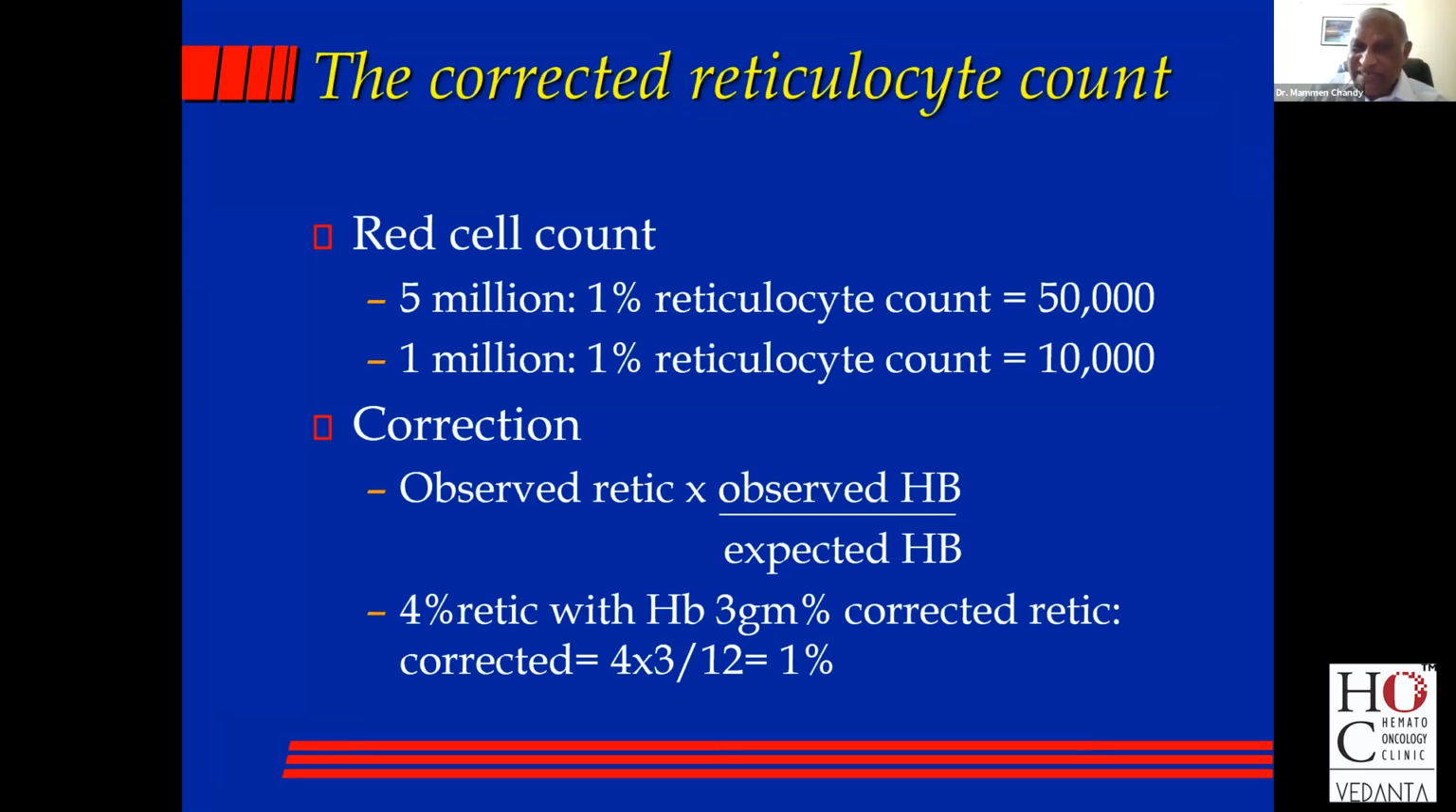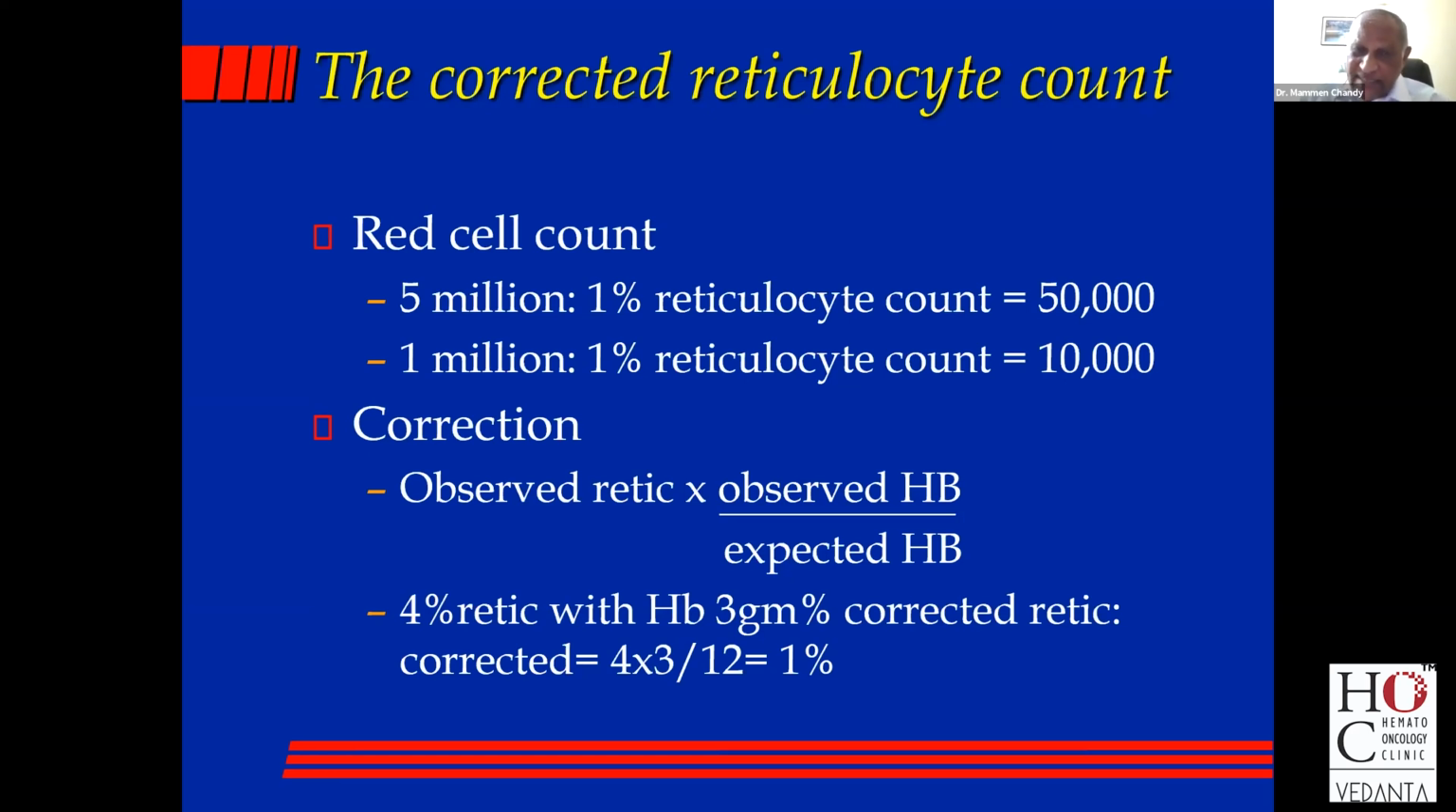So a 5 million red cell count with a 1% reticulocyte translates to 50,000 absolute reticulocyte count. Similarly, with a 1 million red cell count and a 1% reticulocyte, the absolute reticulocyte count is 10,000. So you must have this concept in your mind of the absolute count. This applies to red cells, to platelets, to white cells. Now in white cells, for instance, we like to talk about the absolute neutrophil count, right? Because that's what guides our severity of neutropenia.